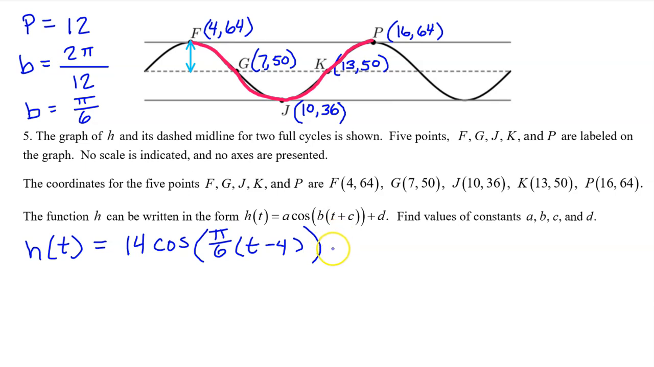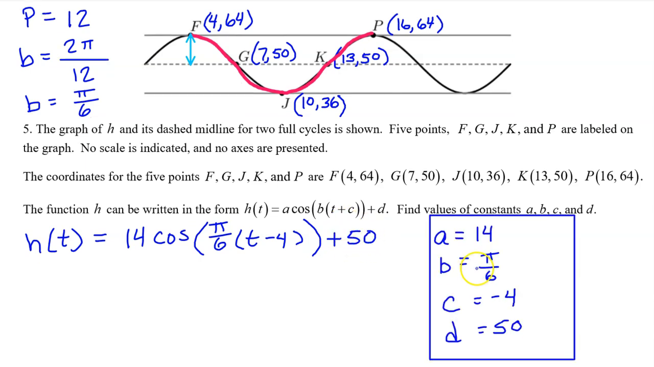That just leaves the d value, which corresponds to the midline. Looking at the output values of the points that are on the midline, we can see that the midline is y equals 50. So the d value will be positive 50. You can either record your answer like this or leave your answer like this.